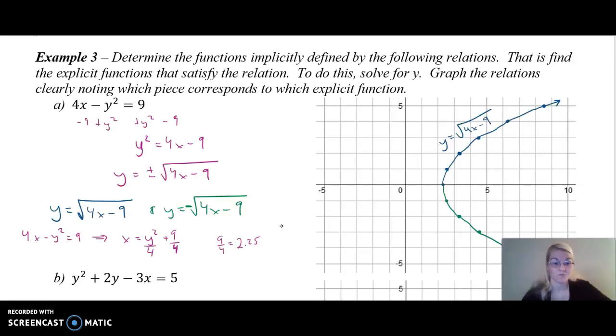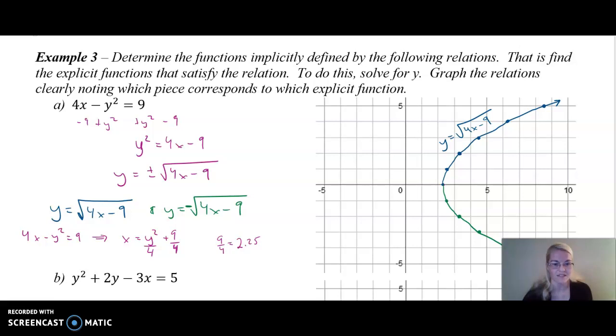All right, so in solving for y, you should have gotten plus the square root of 4x minus 9 and minus the square root of 4x minus 9. And so graphing these right now, if you used your graphing calculator, you could clearly see they make up the top half and the bottom half of a sideways parabola. To figure that out, it's actually easier looking at the implicitly defined relation, the relation, right?